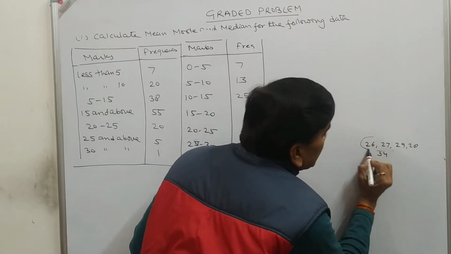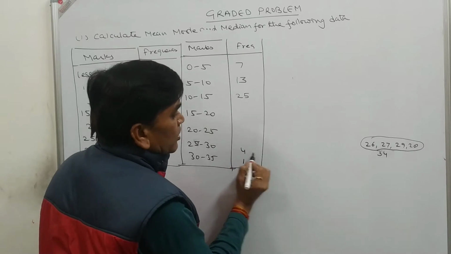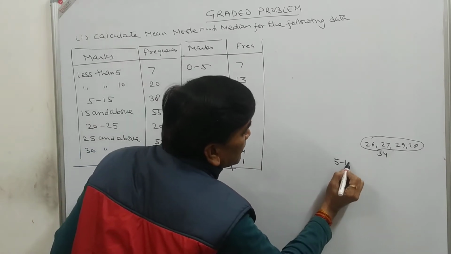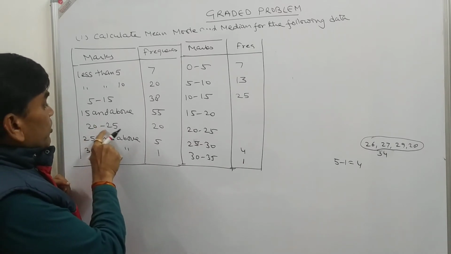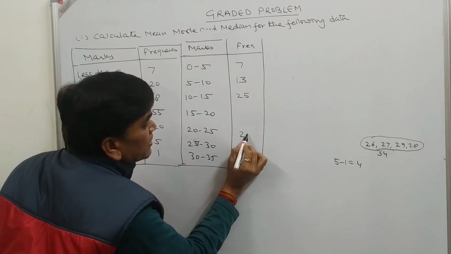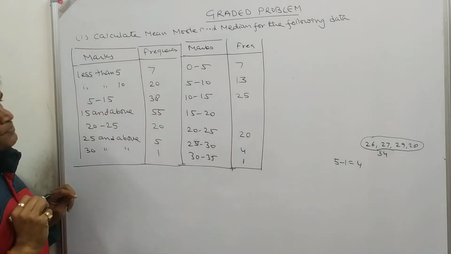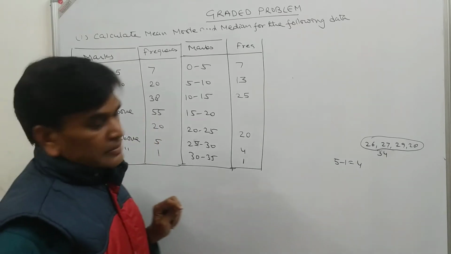So only these 4 numbers are between 25 and 30, or we can say 5 minus 1, that is 4. 20 to 25 is 20. So we will write here 20.